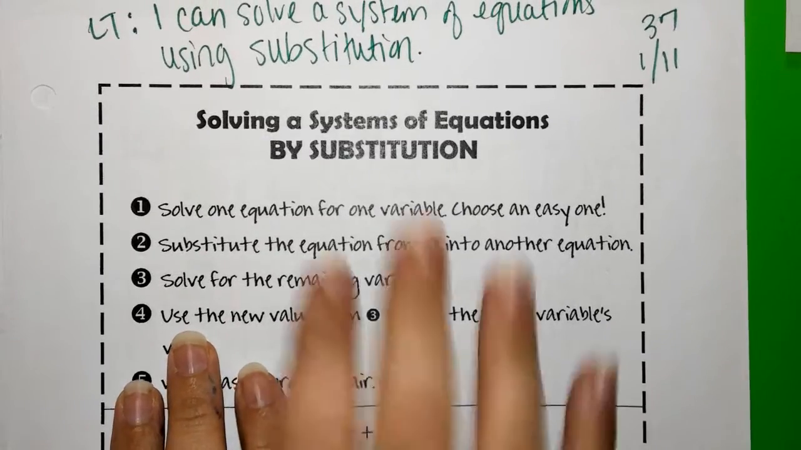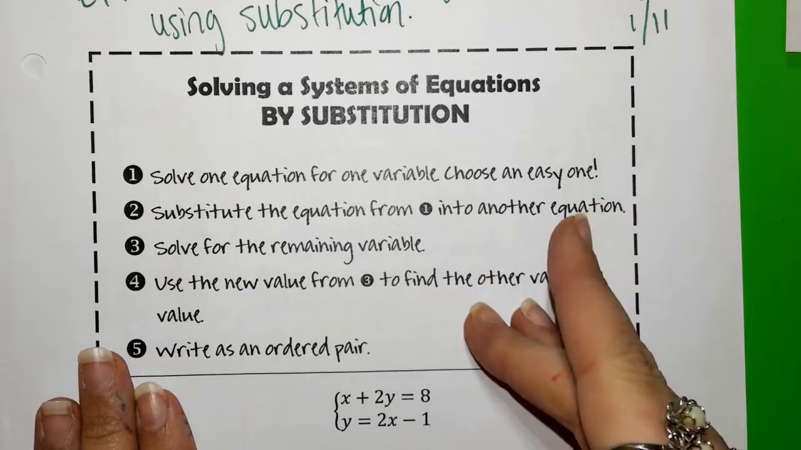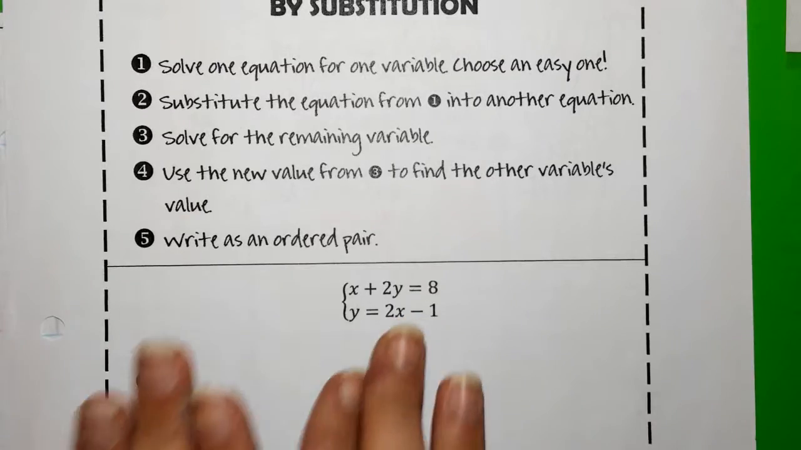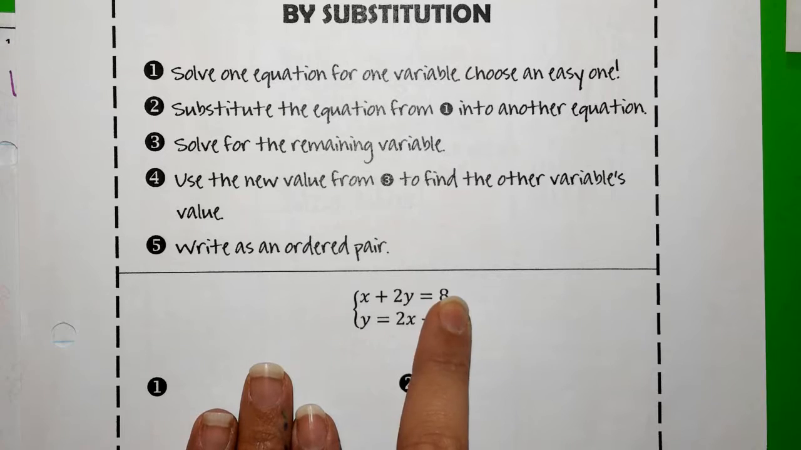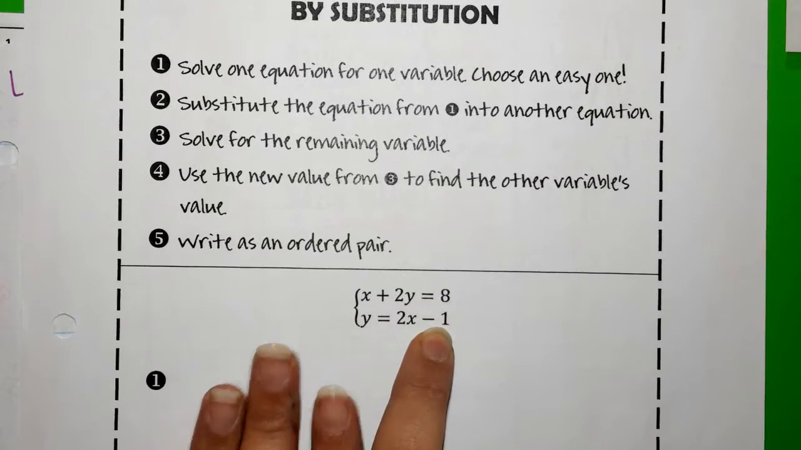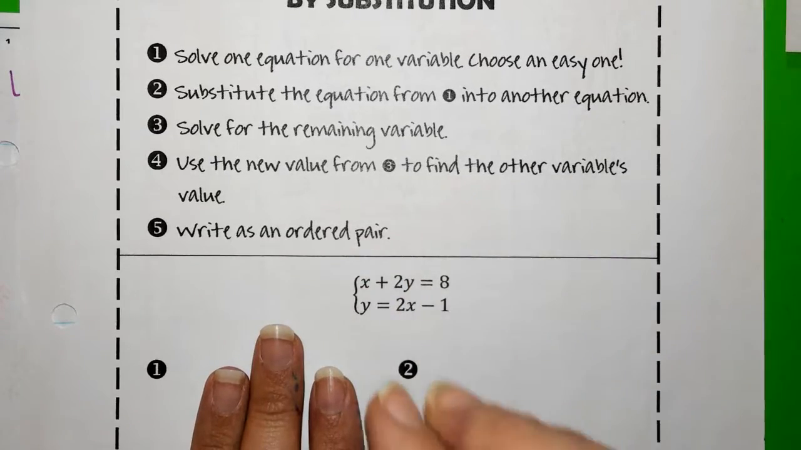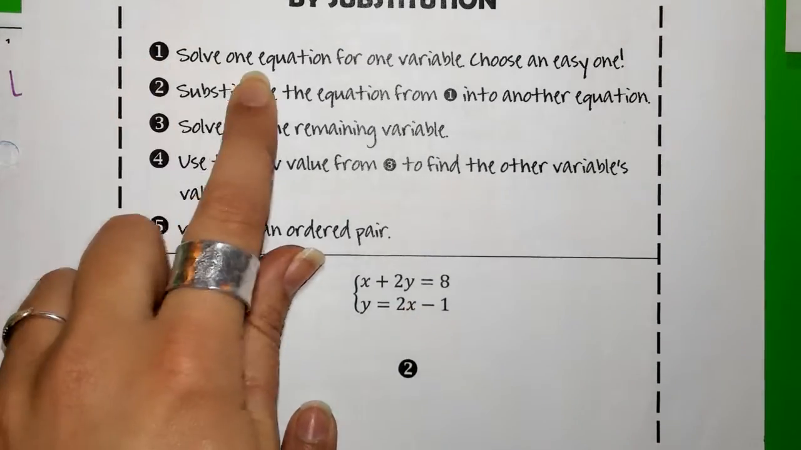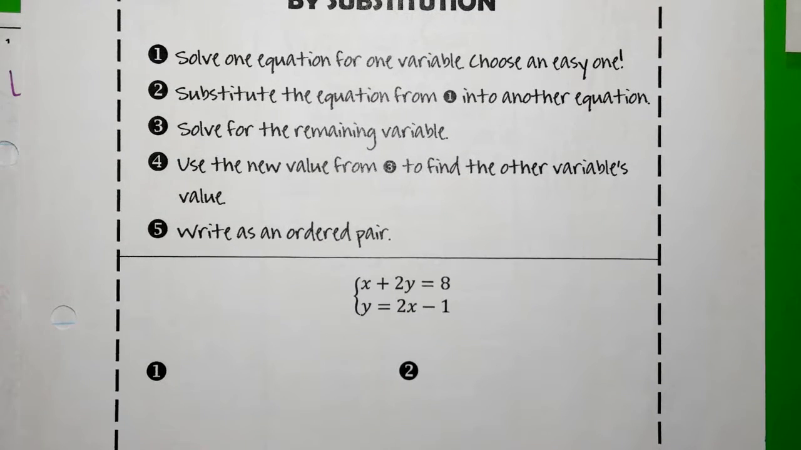Okay, so we are going to use substitution today to solve our system. And it gives us steps, step by step, on what we need to do and how we do it. So this is our system, and we usually use this when we have a variable that is by itself. So this time we have x plus 2y equals 8, and we have y equals 2x minus 1. So we know what y is. Our whole goal for substitution is to plug in what we know to find the other variable. So step 1, it says to solve one equation for one variable. Choose an easy one. So do we have an equation that is already in one variable? Yes. Which one is it?